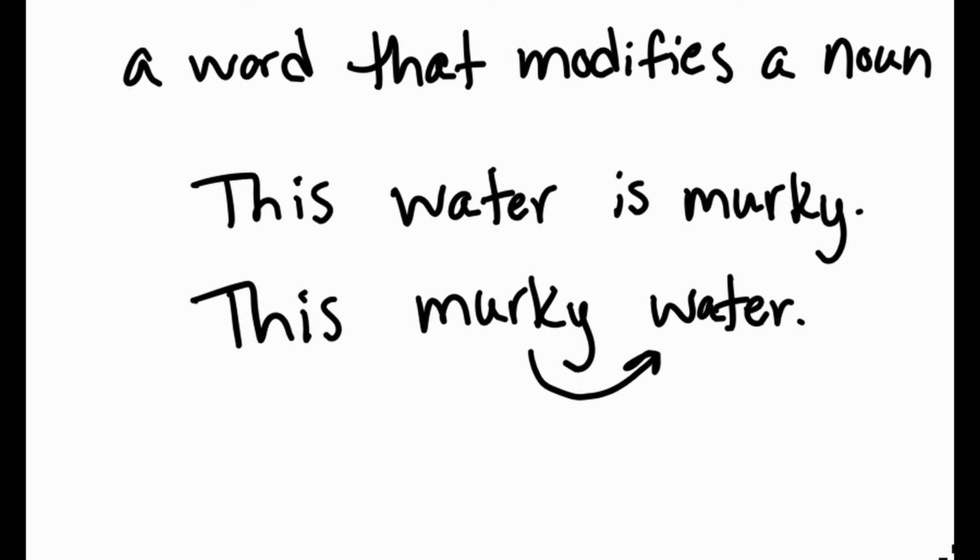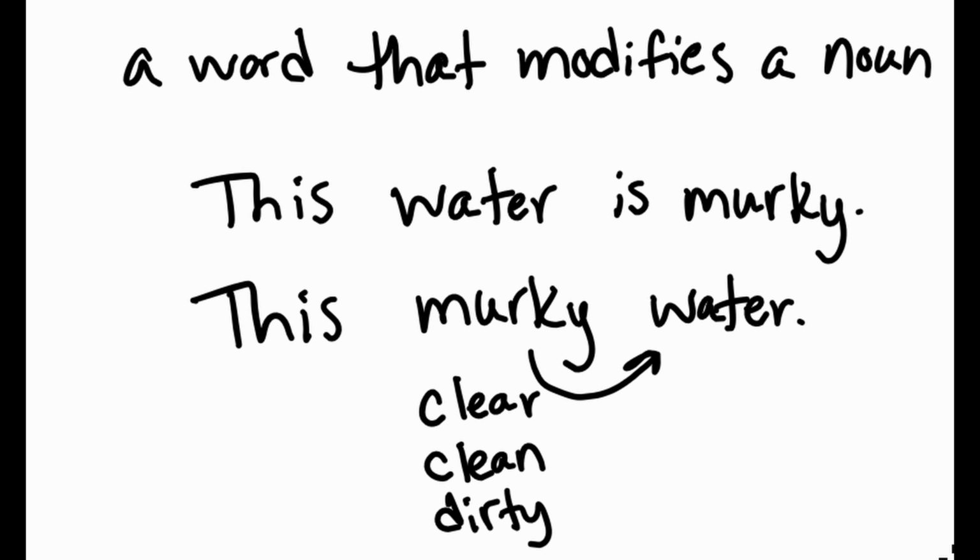They often appear in front of it. This murky water. Or this clear water. This clean water. This dirty water. These are all adjectives that modify water. And you could even use a word that doesn't even make sense, like this pretty water. I've never seen pretty water, but this is grammatical, because this is an adjective. You can put any adjective in this slot, and it will be grammatical, even if it doesn't make sense.